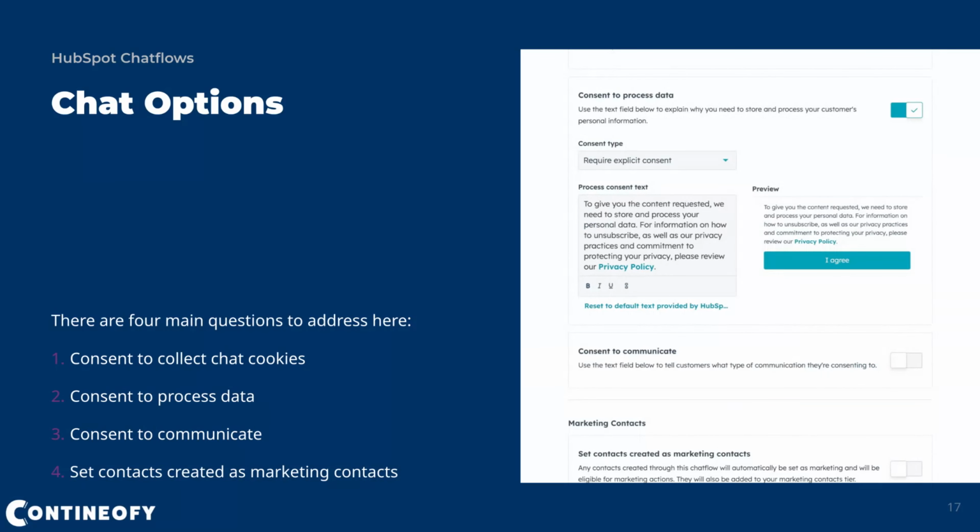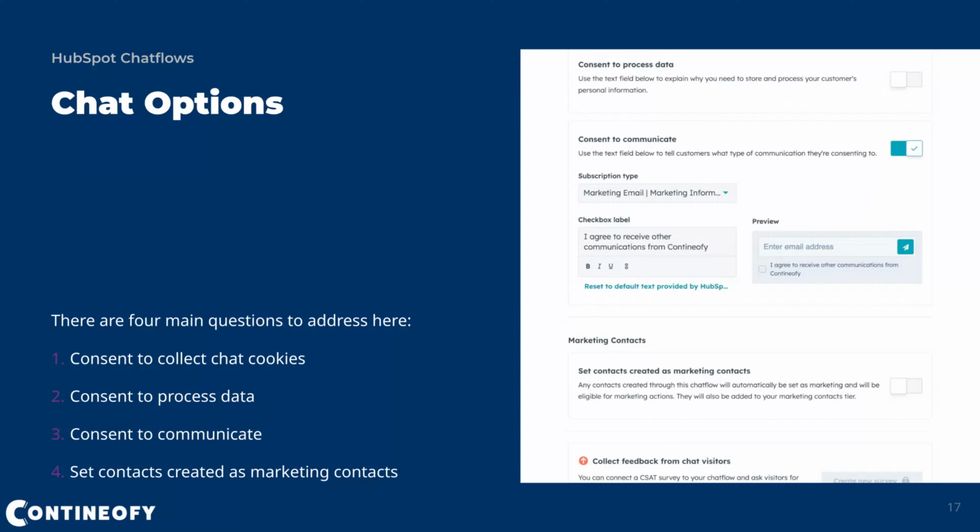The next consents are processing data and consent to communicate, which serve as permissions for GDPR and storing the contact in your CRM. Depending on where you live, these 2 consents could be necessary to ensure your brand stays out of legal trouble. Speak with your lawyer to determine if you need to toggle these consent banners on in your country or state.